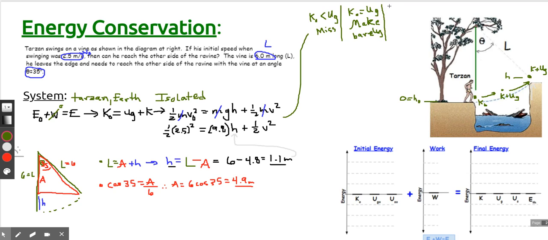And then what if our kinetic energy initial was greater than the UG that we need right here? Well, then we'd have some leftover kinetic energy, and so we would make it, but it would be an easy make. We'd even have some extra energy left over, and we might swing up and fly forward a little bit right there.